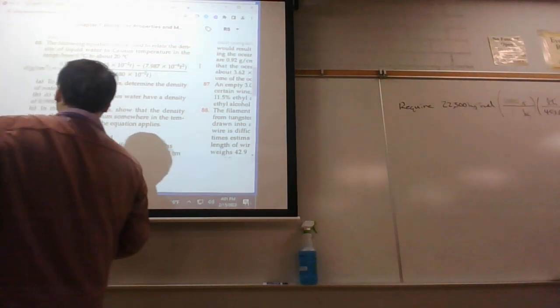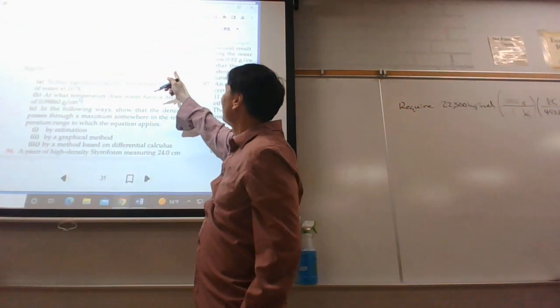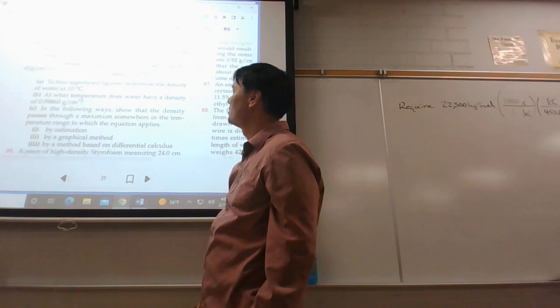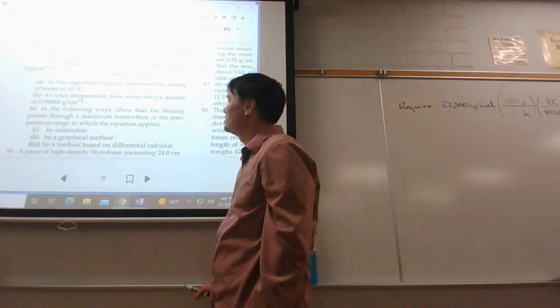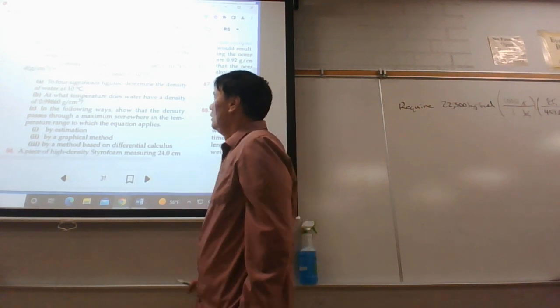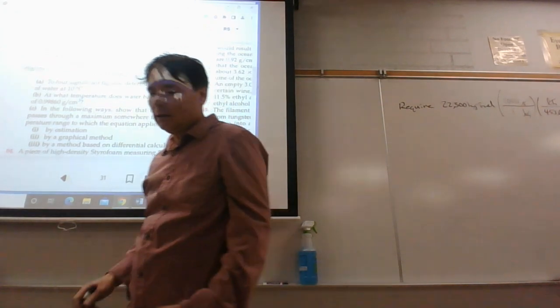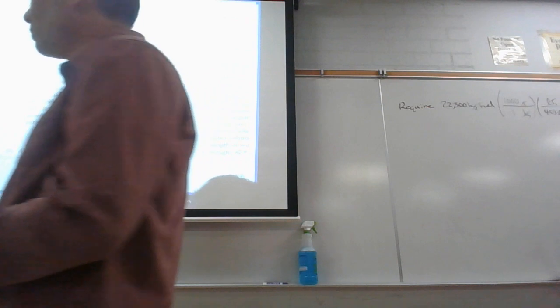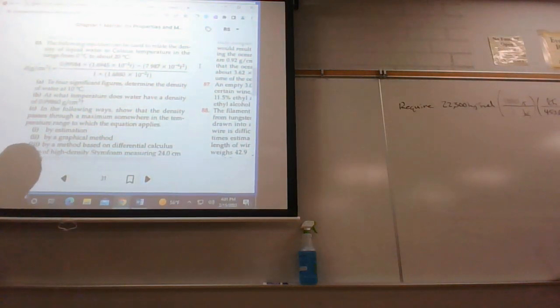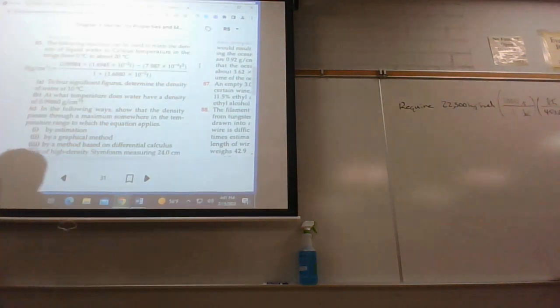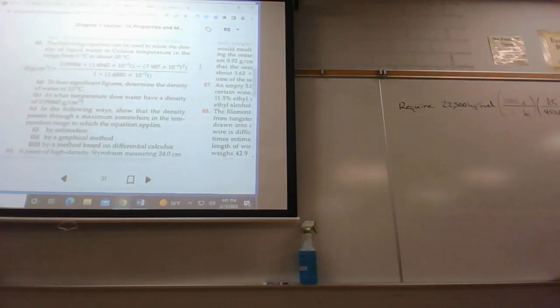'83. The following equation can be used to relate the density of liquid water to Celsius temperature in the range 0 degrees C to about 20 degrees C. All right, where did this equation come from? That equation allows you to calculate the density of water at any temperature. And this is an empirical equation, so let me show you.